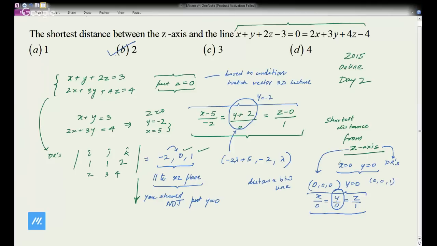Okay guys, because this line passes through y equal to -2, this passes through y equal to 2, and we are finding the distance from the z axis, so obviously the distance is 2. Clear? Otherwise you can find the distance of the two lines which are given there. Okay, let's move to the next problem.